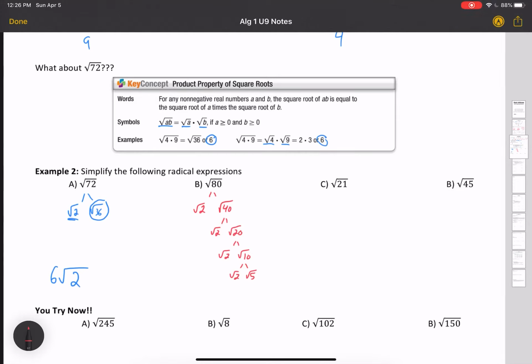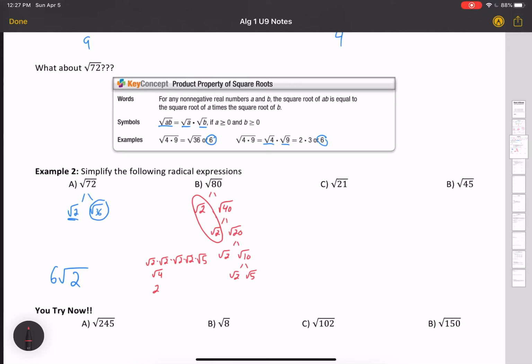So, what I want to do now is think, okay, this is square root of 2 times the square root of 2 times the square root of 2 times the square root of 2 times the square root of 5. That's what I broke this down into. Okay? But you'll see that there's some repetition here. Square root of 2 and square root of 2. If I multiply these together, that's the square root of 4. We know the square root of 4 is 2.